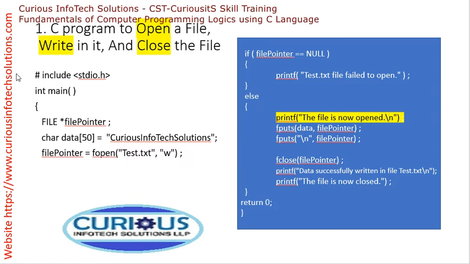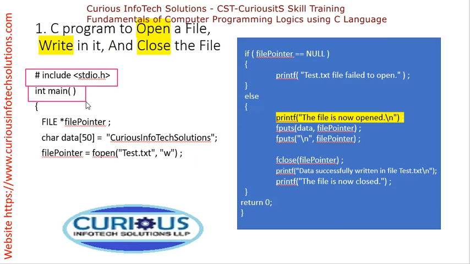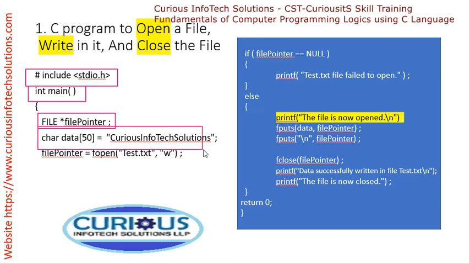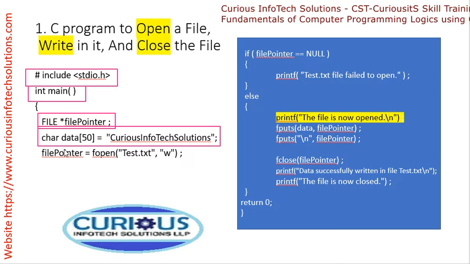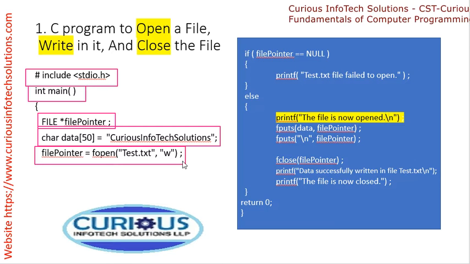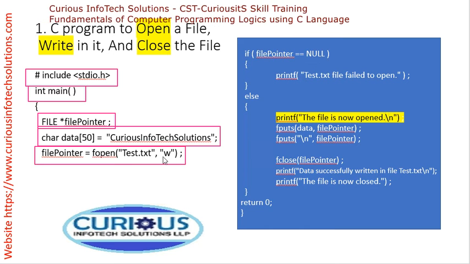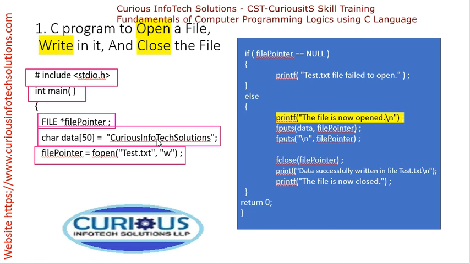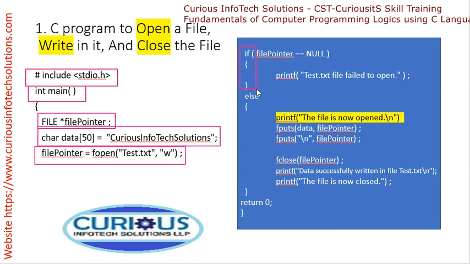Now what we are doing: header file, main program, then we use the file pointer, then we have one piece of data, the curious info text solution, that we want to save in a file. Now we are opening a text file in write mode. As we open it in write mode, we can write our data into the text file as it is.